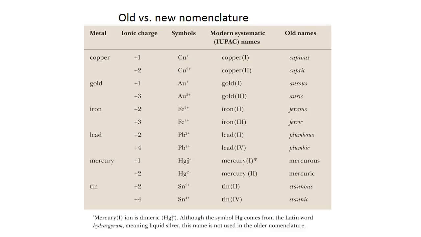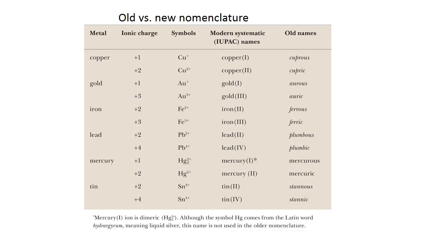So normally a copper +1 ion would be called copper, parentheses, Roman numeral 1, ion. So that would be copper 1, is what we would say out loud. Now the old name would be cuprous, and copper 2 would be called cupric. So the OUS ending goes with the lower charge, and the IC ending goes with the higher charge.